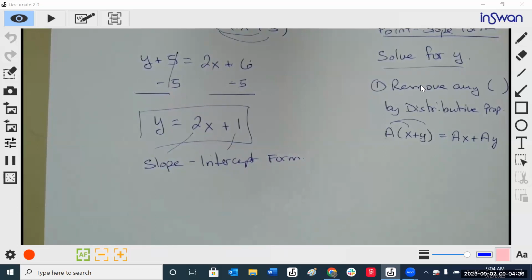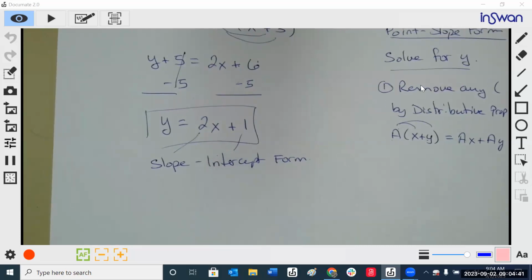And I'll show you shortcuts to that. But the other one works no matter what. It'll always give us the right answer. This one, we have to do some other stuff too. If I want to ask you to find the equation of a line.